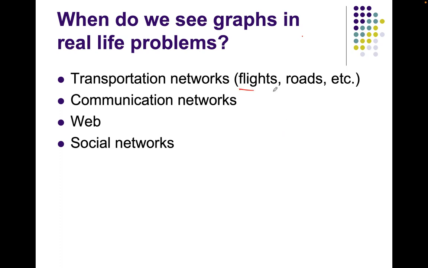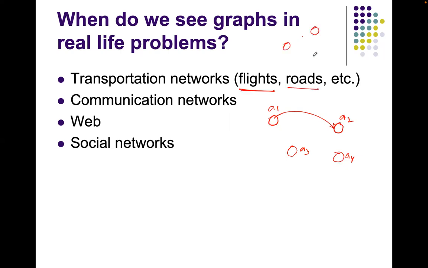For example, a flight network is a collection of airports. And we might want to see whether there is a flight from one airport to another airport. For example, let's say A1, A2, A3, A4 is a list of airports. Whether there is a flight from A1 to A2, we can represent as an edge from A1 to A2. Now, road is also the same.